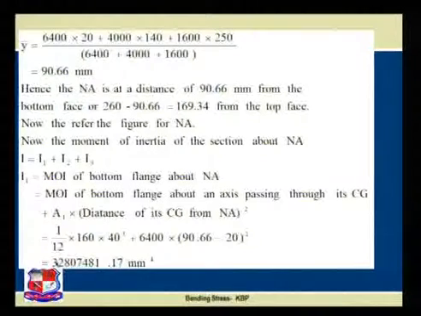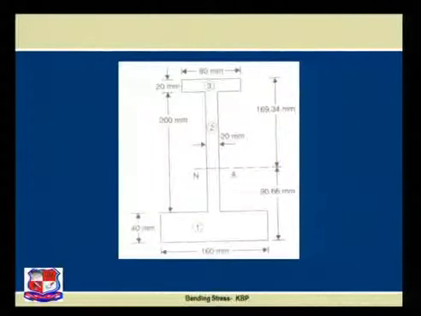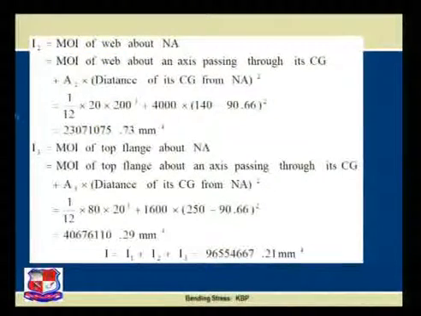I wish you have understood now how to find the value of I1, as I have discussed in the previous problem. Next, I2. I2 is the moment of inertia of the web about the neutral axis. It is nothing but the moment of inertia of the web about an axis passing through its CG plus A2 into the distance of its CG from the neutral axis square, A H square.